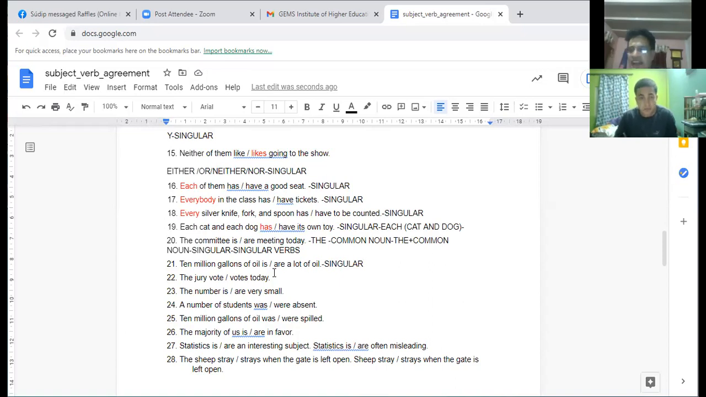No, this much more, 10 million gallons are a lot of gallons. I could have accepted that. So 10 million gallons of oil. What is it talking about? Is it talking about gallons or oil? It is talking about oil. Oil is uncountable. Uncountable is equal to however many gallons, it doesn't matter because that cannot be counted. So it is written with singular.